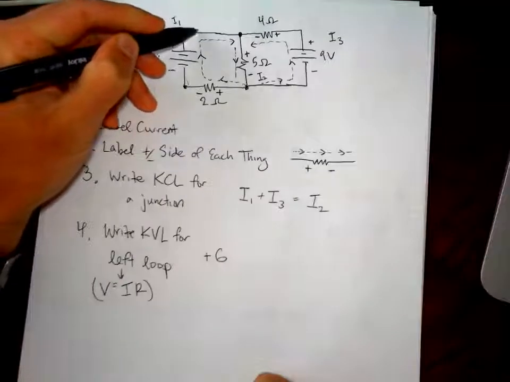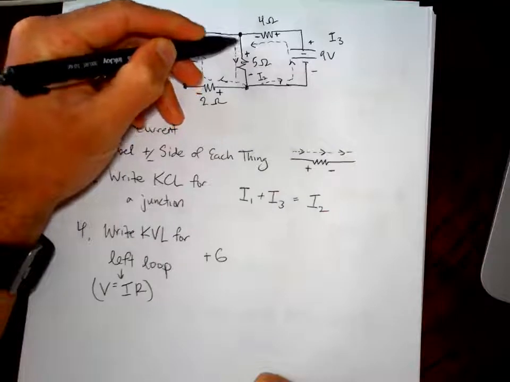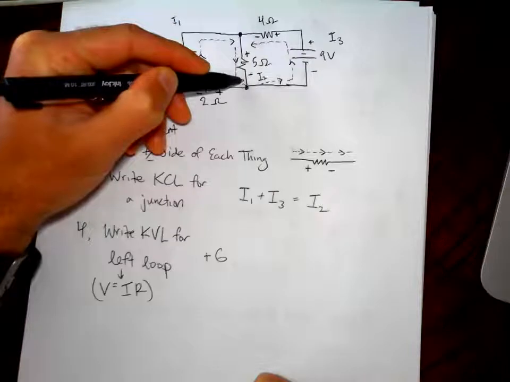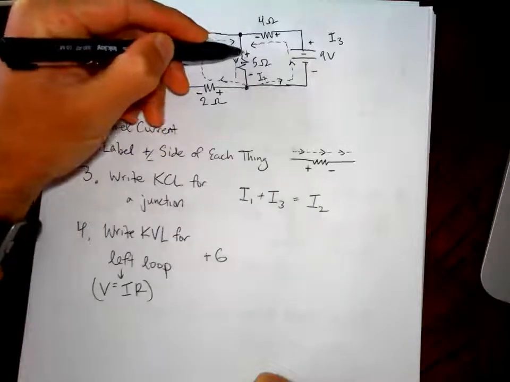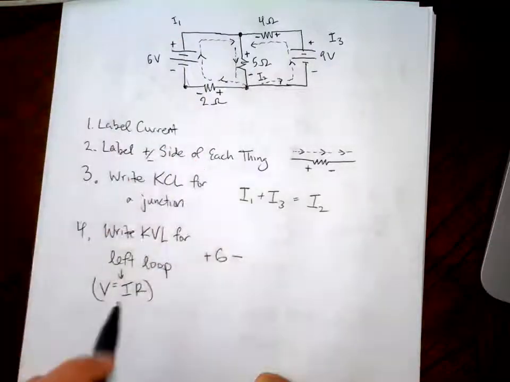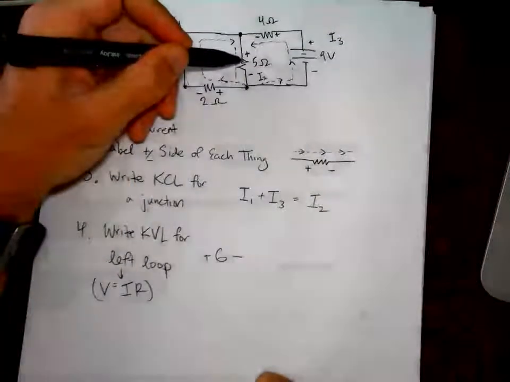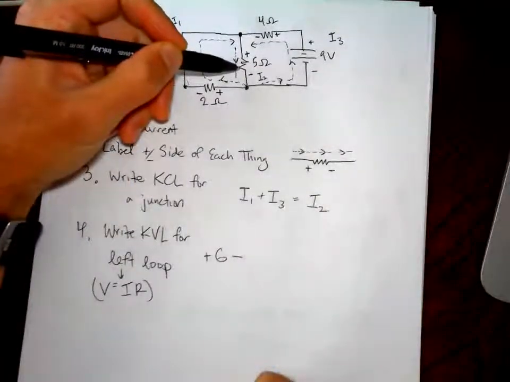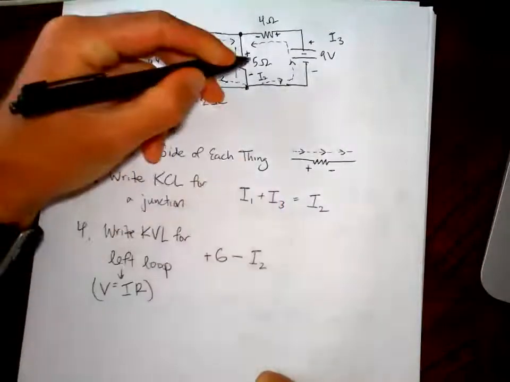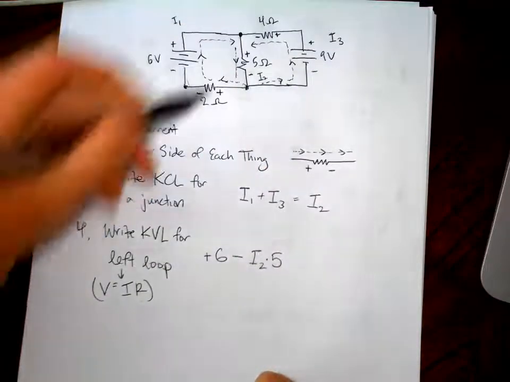Then I go around the loop and I get to this 5 ohm resistor. Based on the sense of my loop, I'm going down through this resistor, so I'm going from the positive side to the negative side. That is a drop. It's a resistor, so the drop is I times R. What is the current value that this resistor experiences? It's called I2. And the value of the resistance is 5 ohms. So I have I2 times 5.